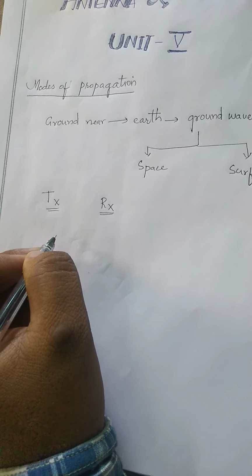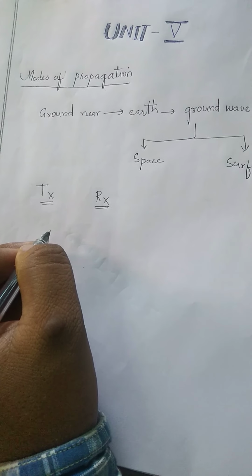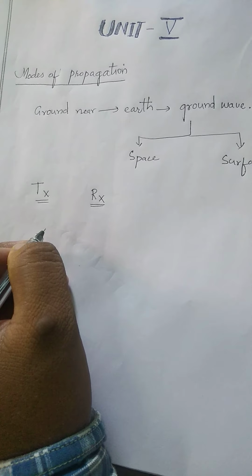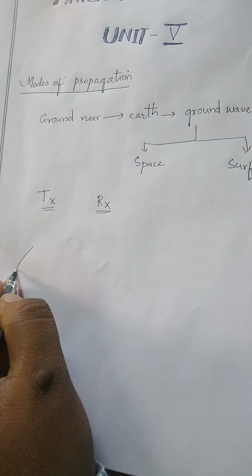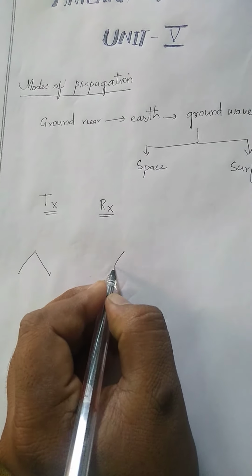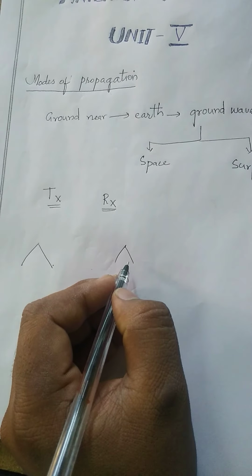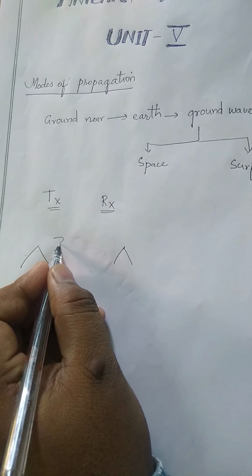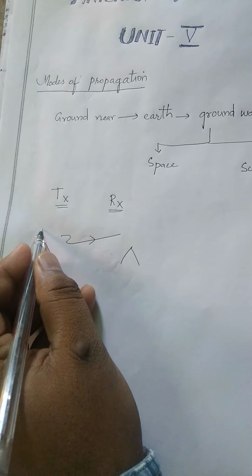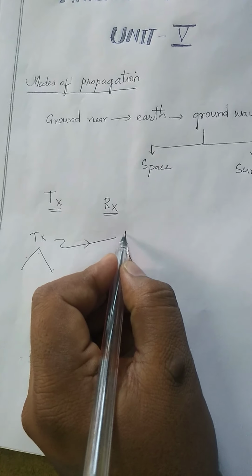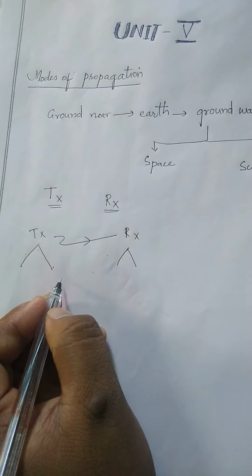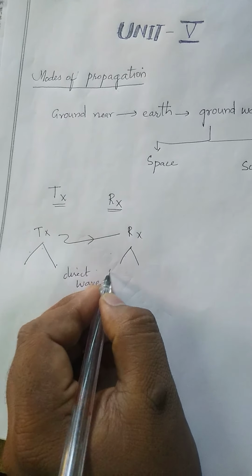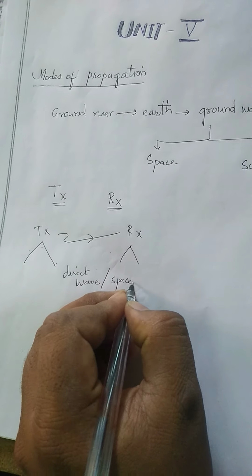The wave which travels from the transmitter to the receiver directly, without any reflection, is called a direct wave or space wave. So we have a transmitter at one end and a receiver at the other end. The waves which travel directly from the transmitting end to the receiving end are considered to be the direct wave, or we call it the space wave.